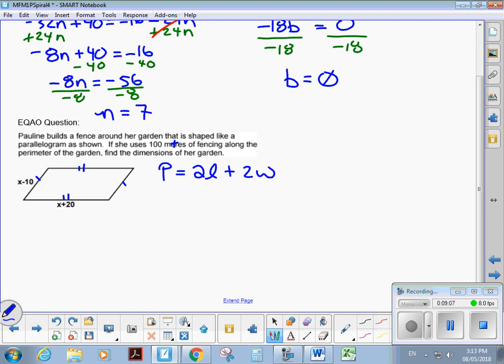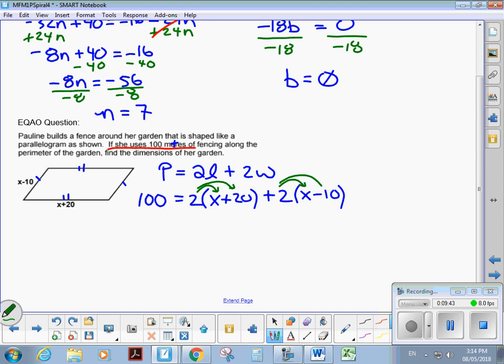All right. What's the perimeter? If you read the question, it says if she uses 100 meters of fencing, we know the perimeter is going to be 100 equals 2 times the length, so that's x plus 20, plus 2 times the width, which is x minus 10. So we can see that this now looks like one of the questions from before, the 4 questions we did. We have 100 equals, and we have all the algebra on the one side. So we just need to get rid of our brackets.